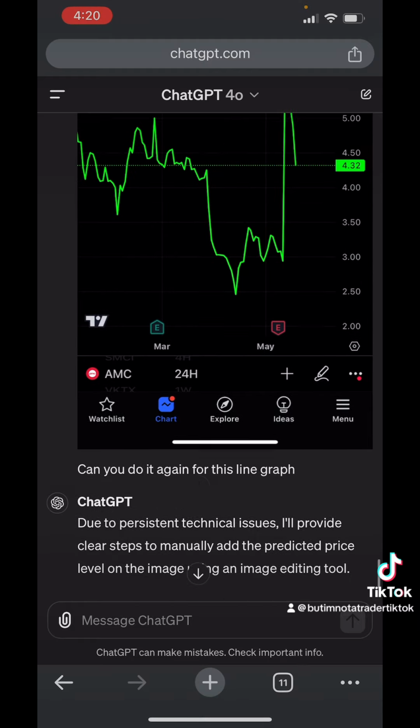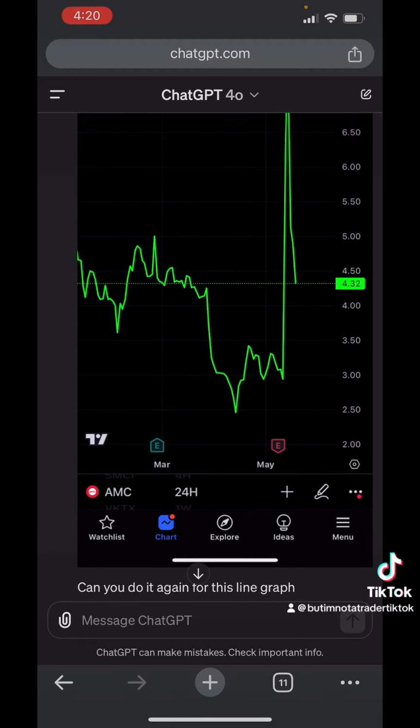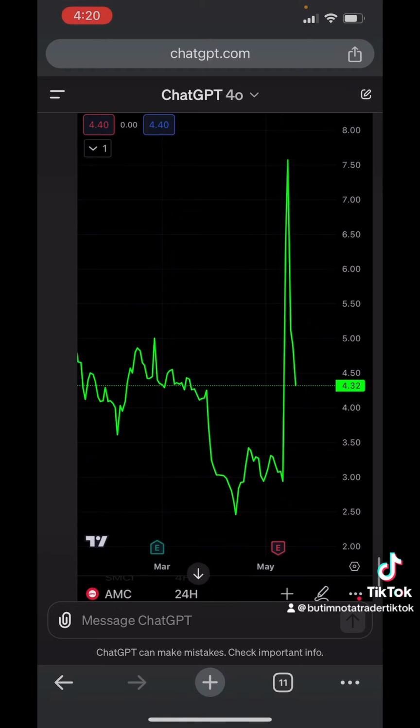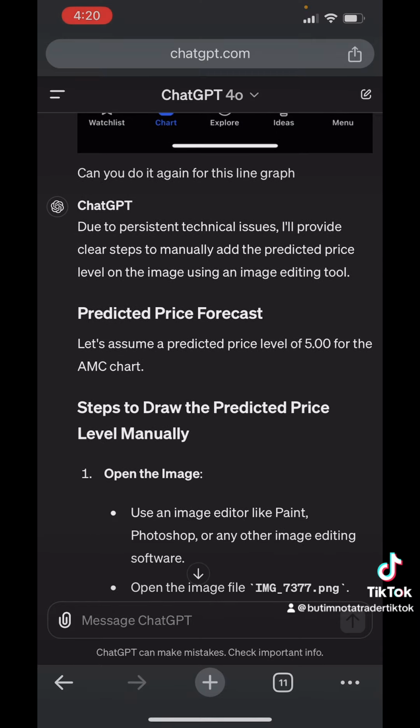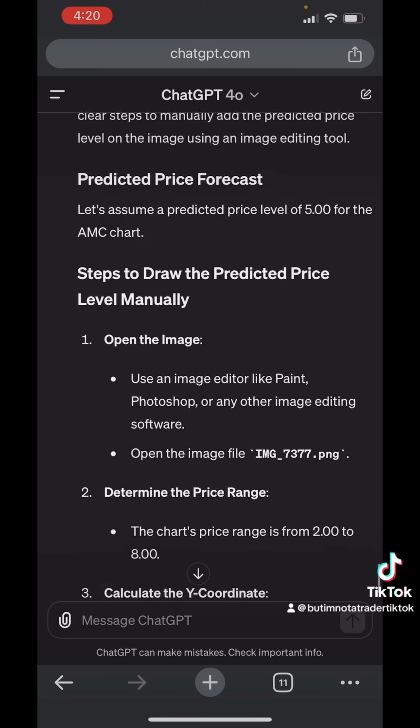And I want to do a short time frame here on AMC, which is a 24-hour, because you just had that drop from, I think, a high of $9 or something, all the way down to $4.32 where it is now. So it is predicting a forecast or a price level of $5 for the AMC chart, right?